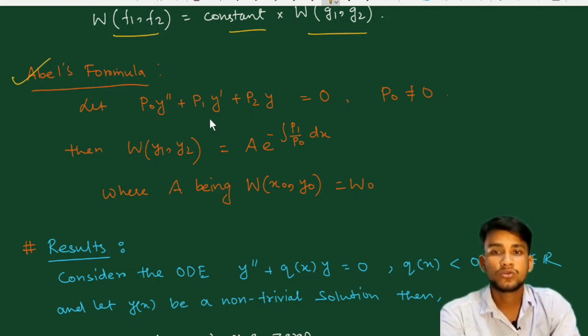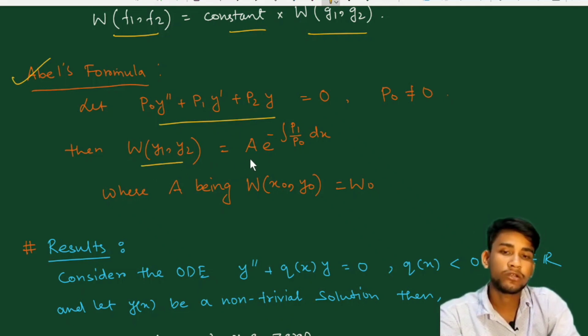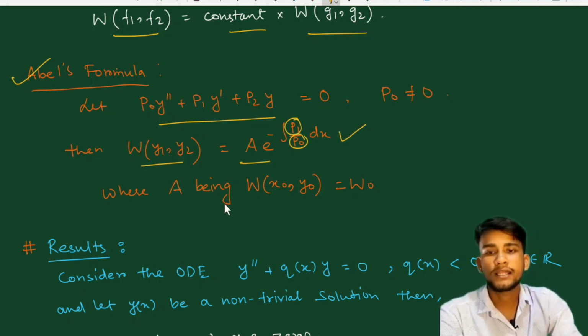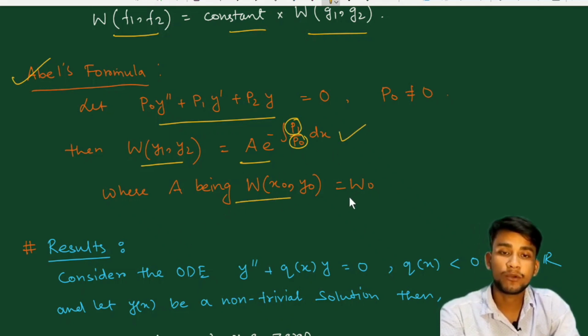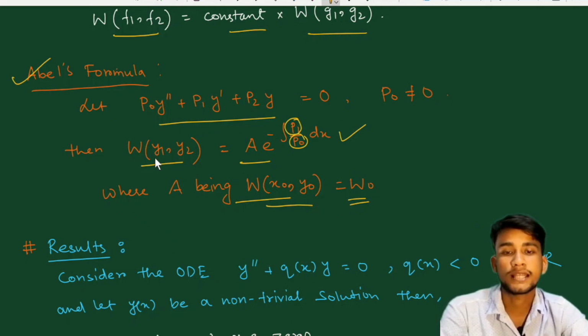Okay. So if this is the differential equation, then by Abel's formula we have to calculate the Wronskian of y1 and y2. This is equal to A into e to the power integration of minus the coefficient of y' by the coefficient of y'' dx. Okay. Where A is the Wronskian at the initial point. That is, Wronskian at (x0, y0) equal to W0. That is the value of the Wronskian at the point x0, which will be provided in the exam.